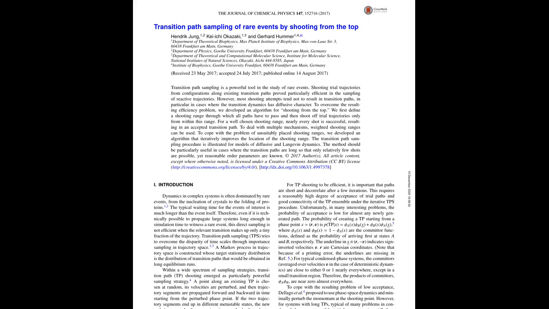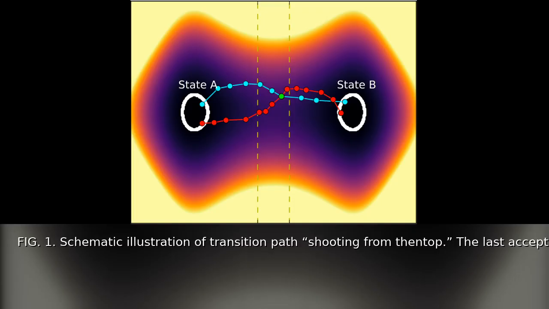By selecting a shooting range that lies between the two metastable states and iteratively optimizing it, this method aims to produce representative and statistically correct ensembles of transition paths. Overall, this technique promises to accelerate the generation of meaningful trajectory data, thereby deepening our understanding of dynamical processes in chemical and physical systems. Figure 1 schematically illustrates the core concept of transition path sampling via shooting from the top.